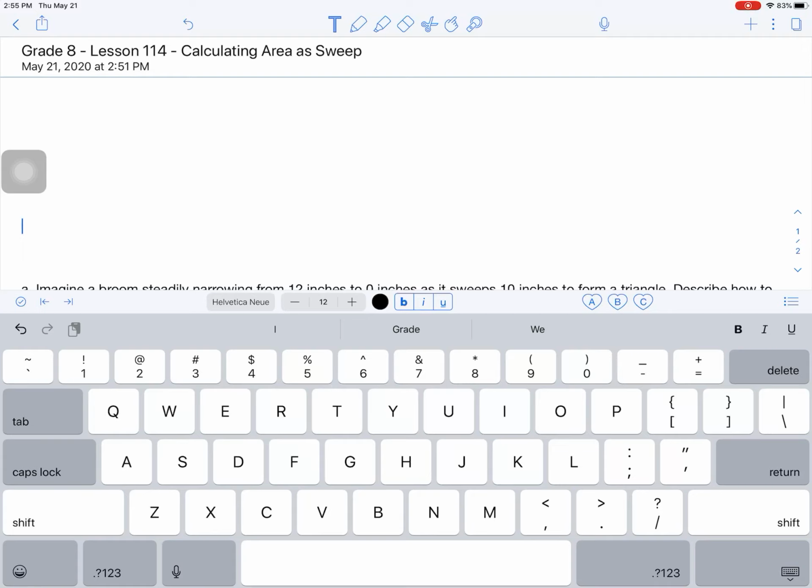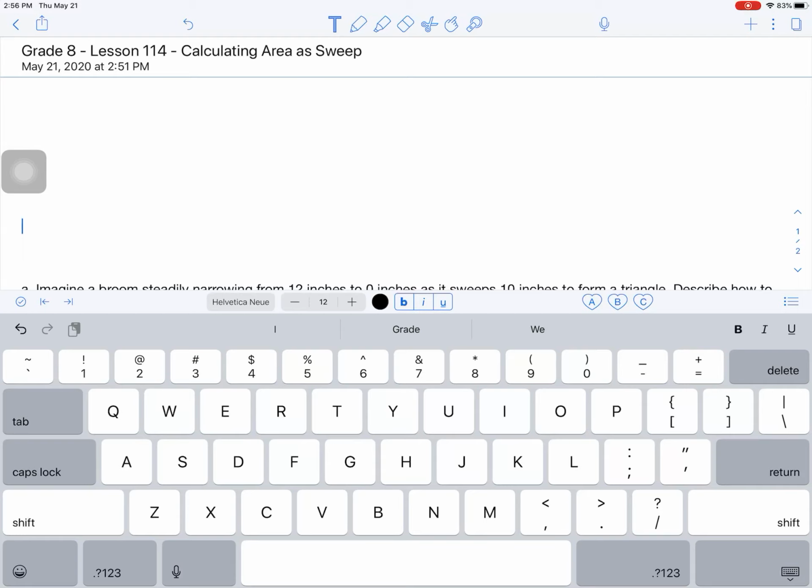All right, grade 8. Calculating area as a sweep. I'm going to go through one example with you first, and then I'll go through the practice set with you, and hopefully by the time we're done that, it'll make sense.